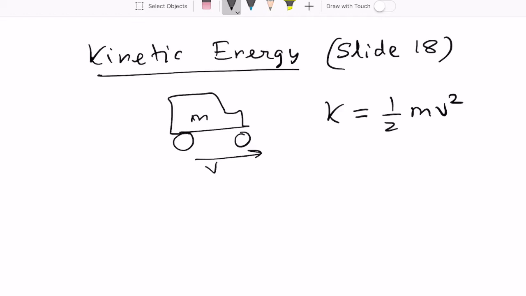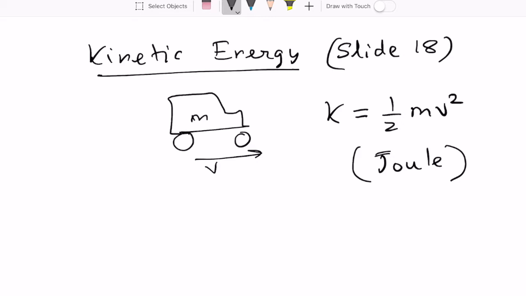What is the unit of kinetic energy? It's joules, which is exactly the same unit as the unit of work. And in just a little bit today, you will see that work and energy are pretty much the same thing. So it's not surprising that they have the same units. Okay. So that is the definition of kinetic energy.